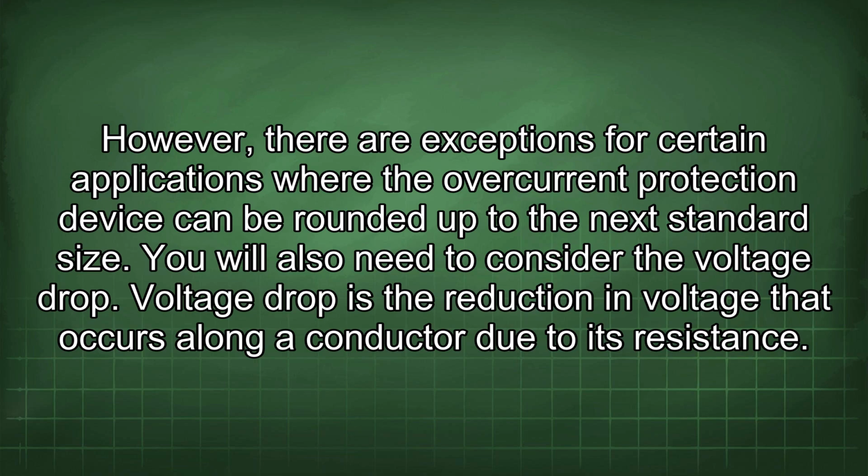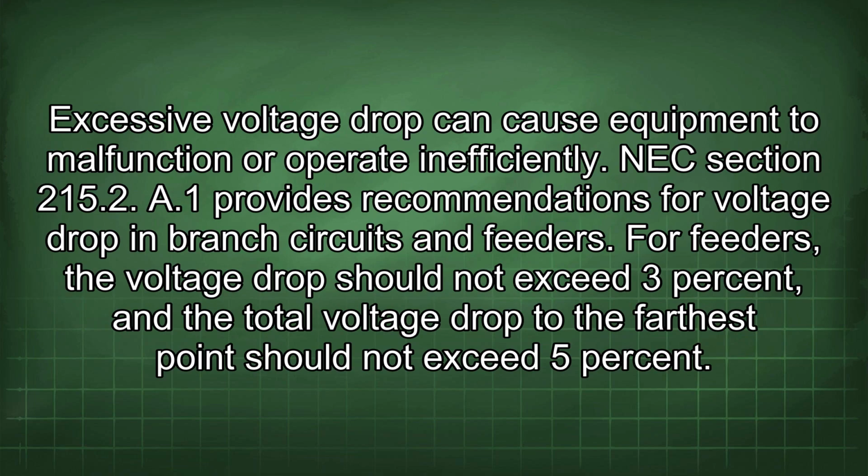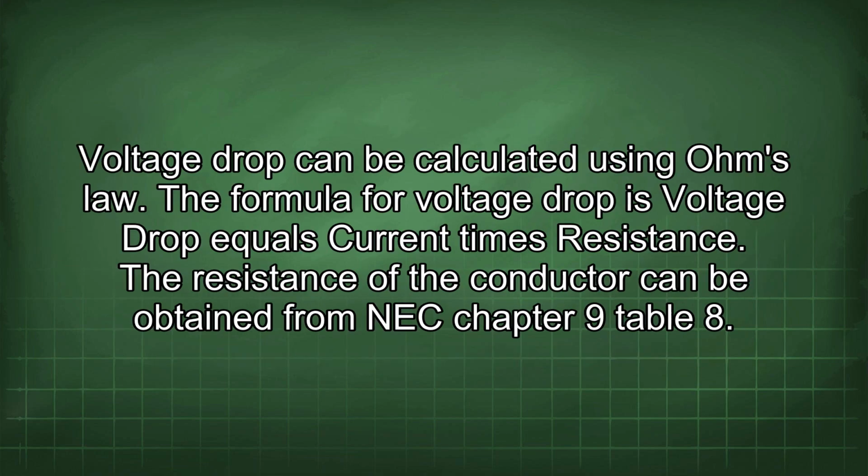Voltage drop is the reduction in voltage that occurs along a conductor due to its resistance. Excessive voltage drop can cause equipment to malfunction or operate inefficiently. NEC Section 215.2(A)(3) provides recommendations for voltage drop in branch circuits and feeders. For feeders, the voltage drop should not exceed 3%, and the total voltage drop to the farthest point should not exceed 5%. Voltage drop can be calculated using Ohm's law.